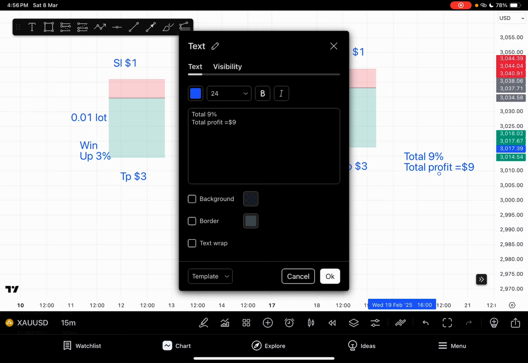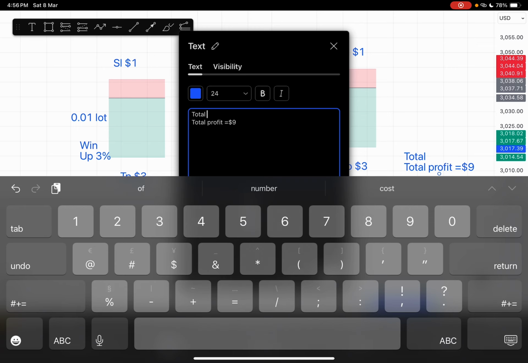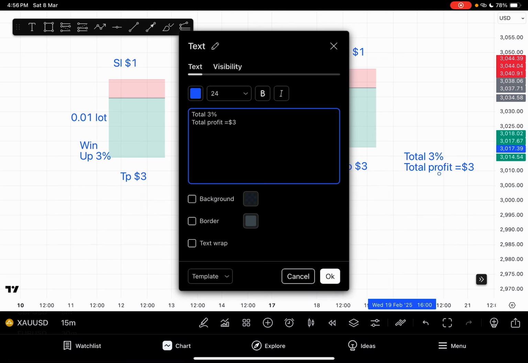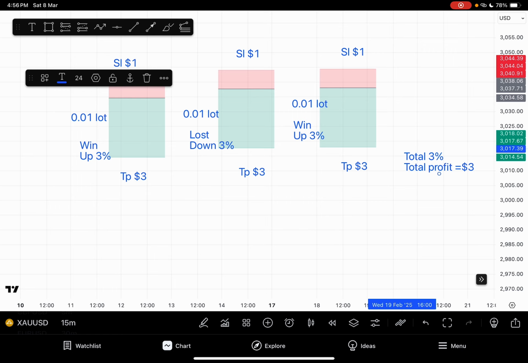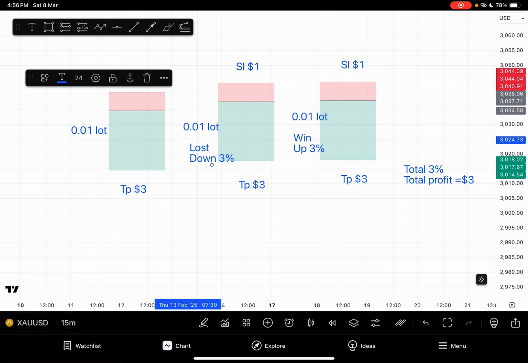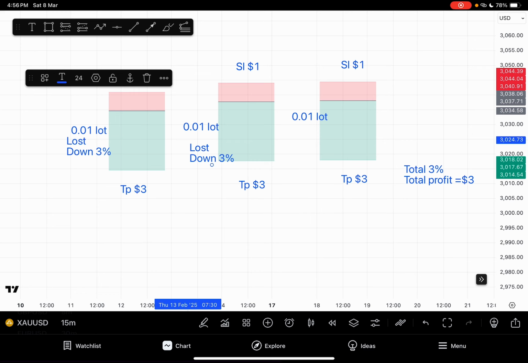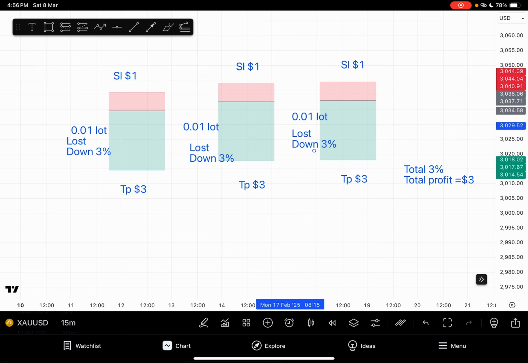So my profit for that day now, I'll be up 3% for this trade. My profit for that day will be $3, even though I lost one trade out of the three. So my profit for that day will still be $3 for the day. So in cases, for example, let's say I lost all the trades. Say I lost this trade and I also lost this trade too.